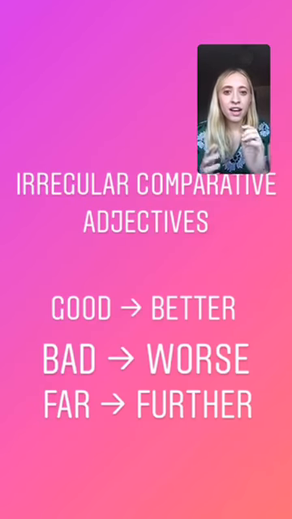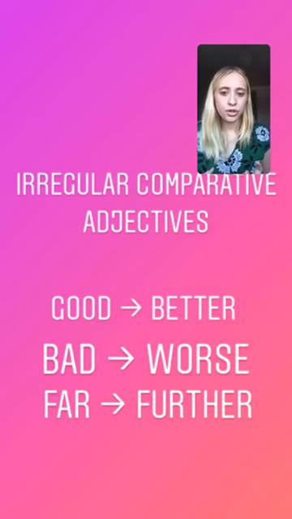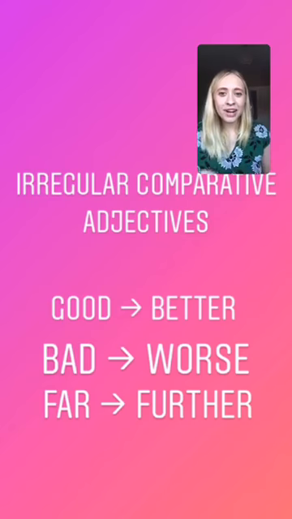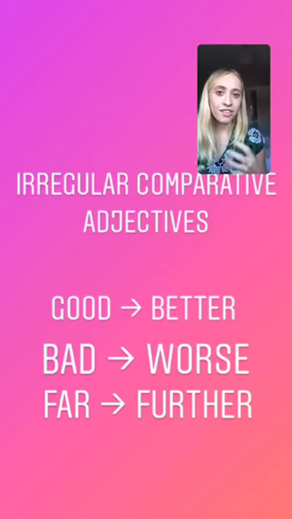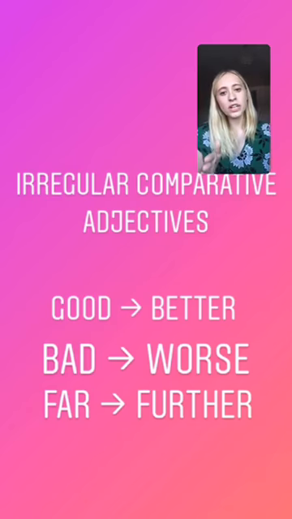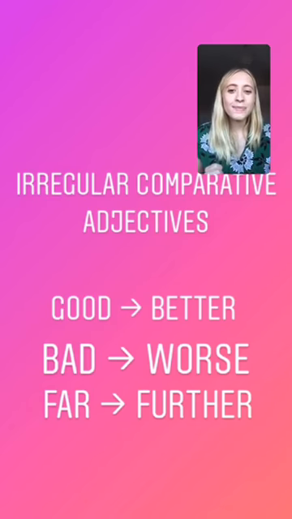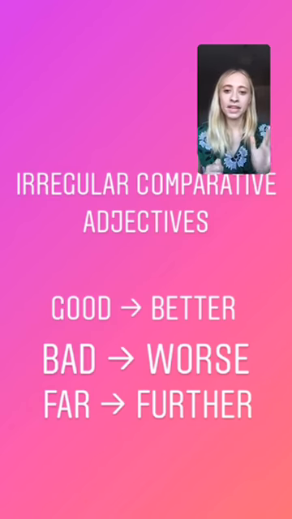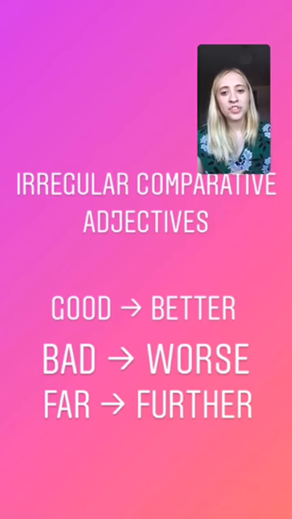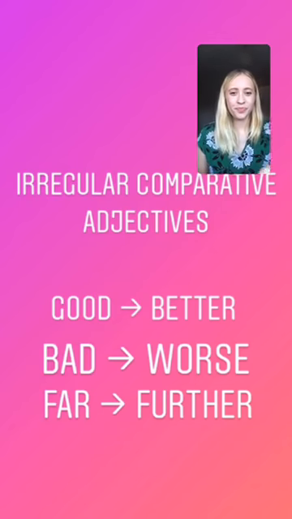These, I think, are the most important ones to know. With anything that is irregular, you must practice to remember and learn it. Okay, the rules do not work for these words. So we have good becomes better, bad becomes worse, and far becomes further. Okay, you do just have to practice these. The rules will not work.